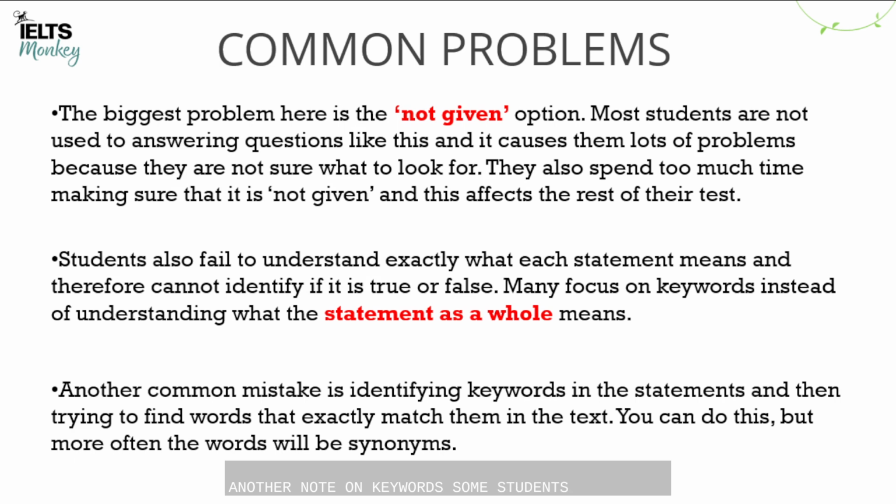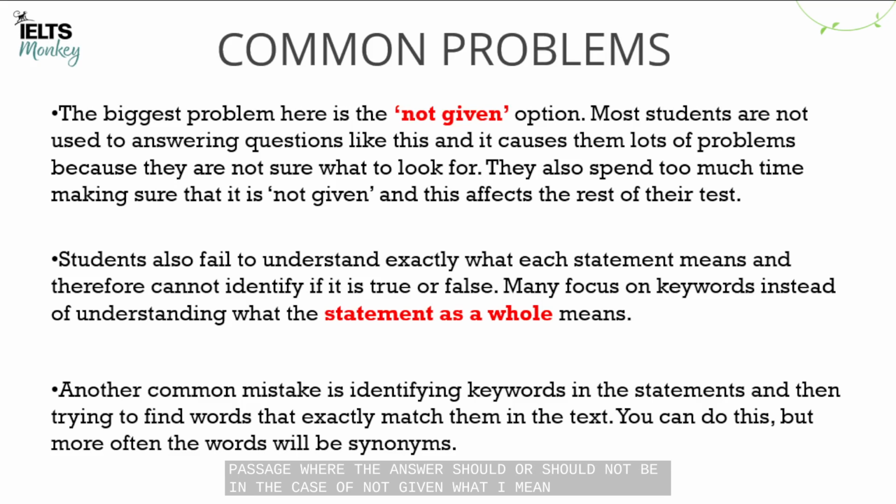Some students make the mistake of feeling like, oh, I've found the keywords, so the answer has to be true or false. Otherwise, if it's not given, I wouldn't find the keywords. But this isn't correct necessarily. Think of the keywords as directions, as a tool to navigate to the right area of the passage where the answer should or should not be in the case of not given.